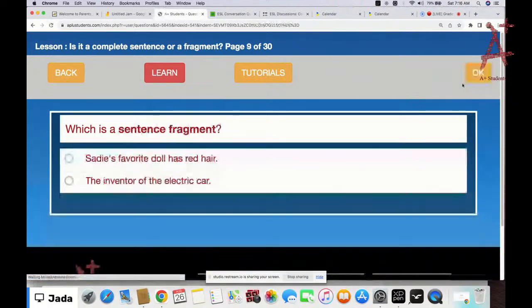Now, sentence fragment. Sadia's favorite doll has red hair. The inventor of the electric car. It's going to be the inventor of the electric car, because of course, what happened to the inventor? It's just saying the inventor. What happened? No idea. So it's going to be the inventor of the electric car.